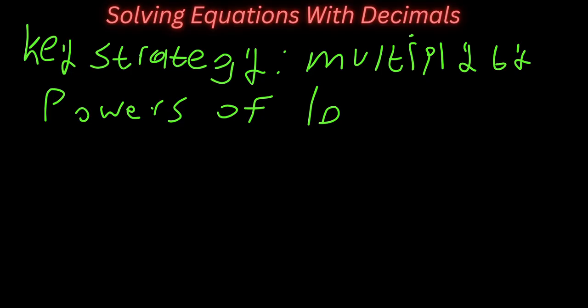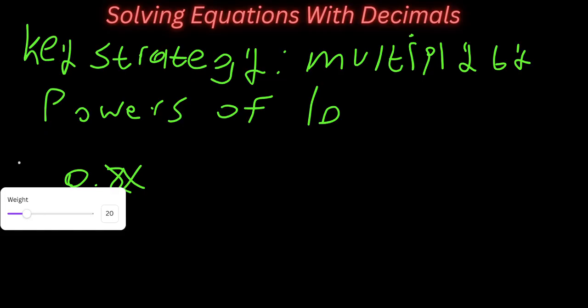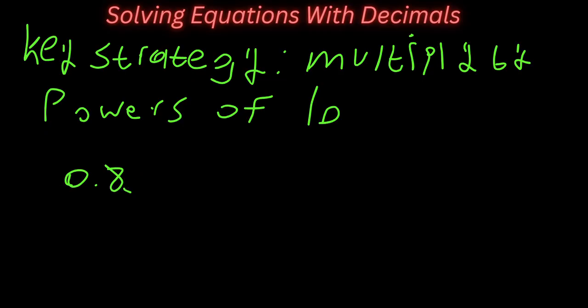So using the strategy of multiplying by powers of 10, you can clear out a decimal. And what I mean by that is you'll see something like 0.8x equals, let's say, 6. Just picking a number. So you'll see something like that.